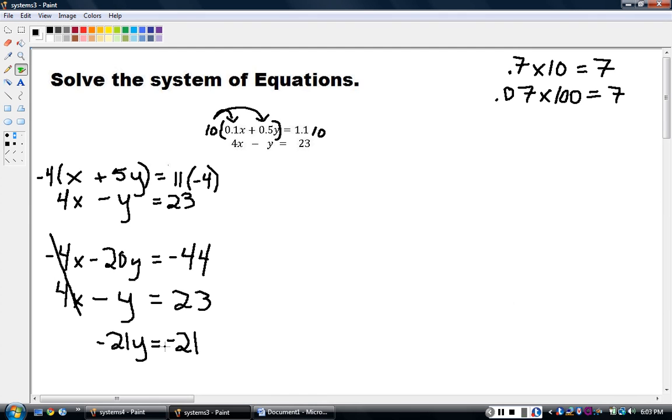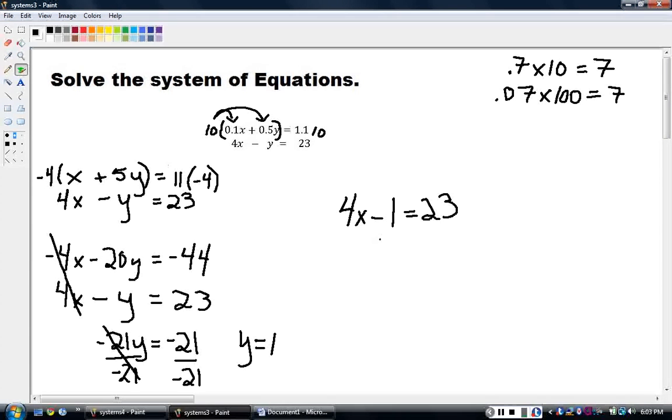And finally, I'm going to divide by negative 21 to get my solution for y. Divide both sides by negative 21, and that gets y all by itself. Negative 21 divided by itself, of course, is 1. So I know that y is 1, so I'm going to come up here and solve for x. I'll pick the second equation. 4x minus y, which is 1, equals 23.